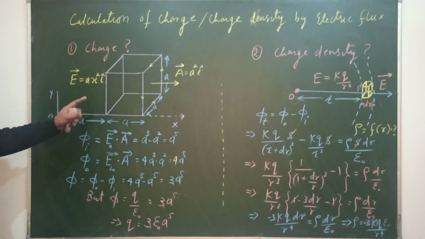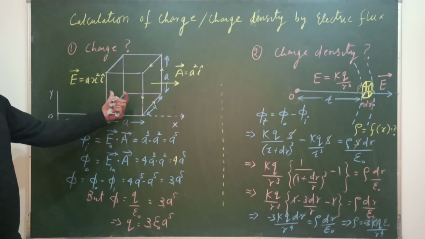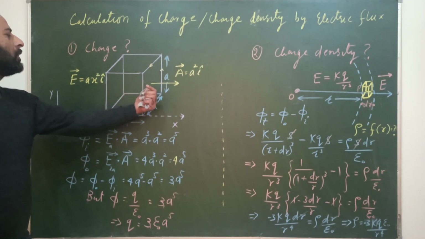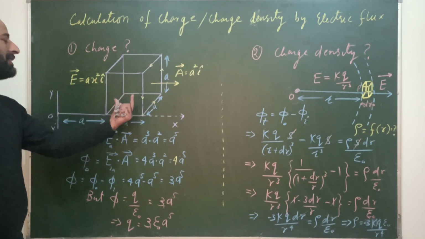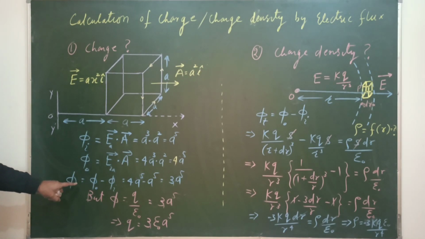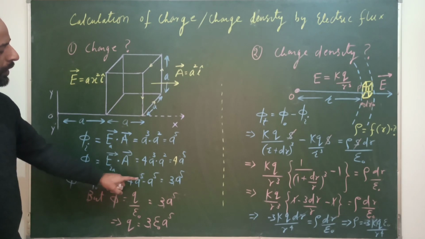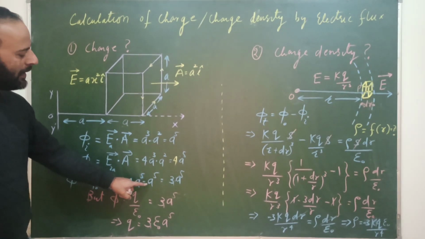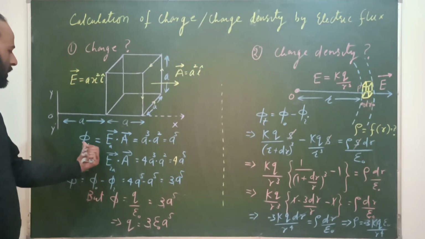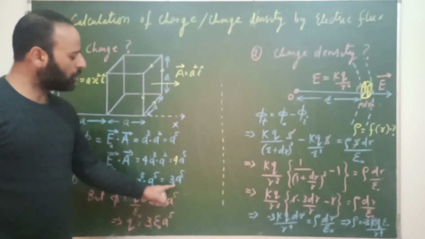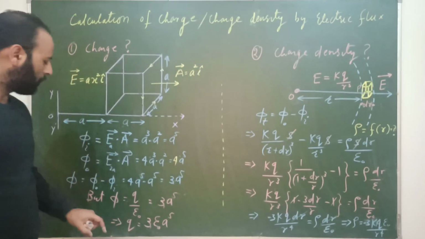Now the total flux, that is outward flux minus inward flux in the cube, is phi equals phi out minus phi in, that is 4A raised to power 5 minus A raised to power 5, the phi in. So that comes out to be 3A raised to power 5.